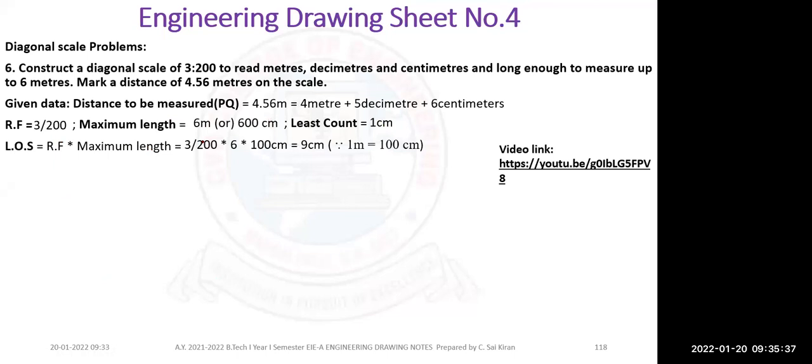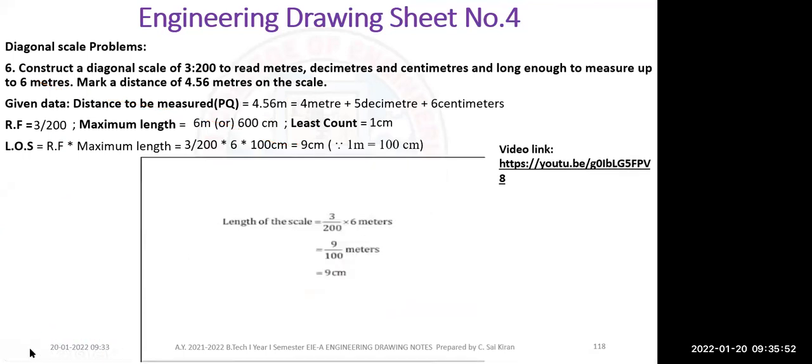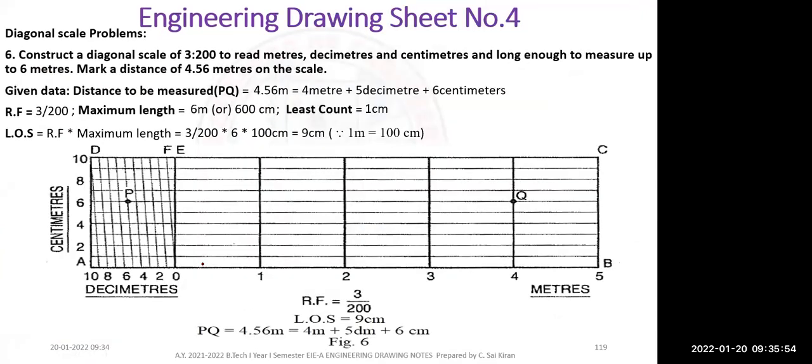RF into maximum length, 3 by 200 into 6 into 100, it comes as 9 centimeters. So this 9 centimeter line you have to divide into 6 meters, because maximum length is 6 meters. So you have to divide this 9 centimeter into 6 equal parts. So this is my 9 centimeter line. On this 9 centimeter line, I have divided into 6 equal parts.